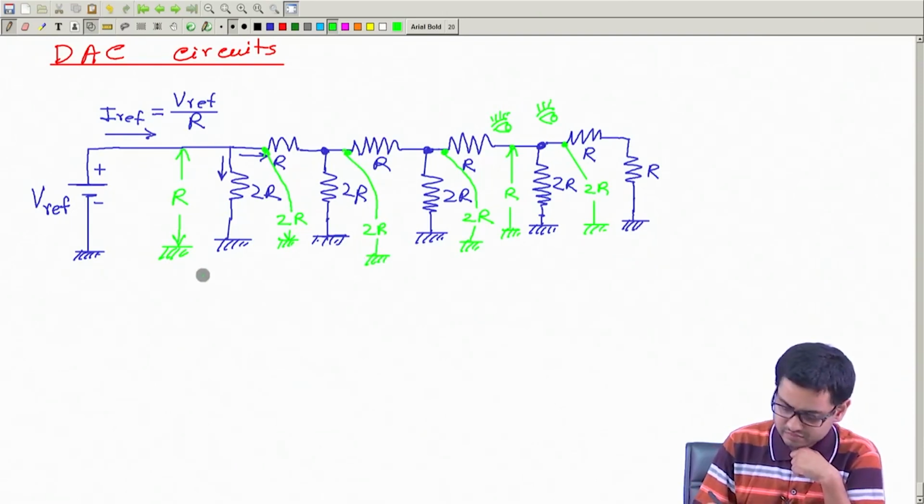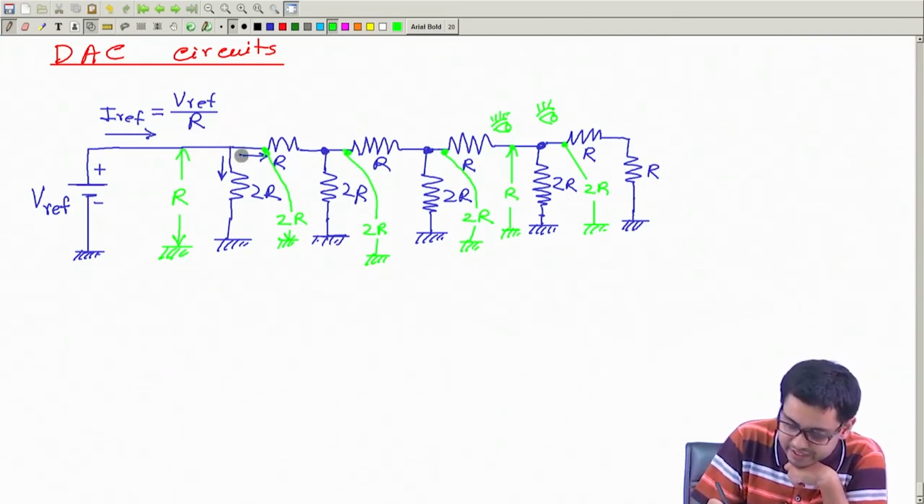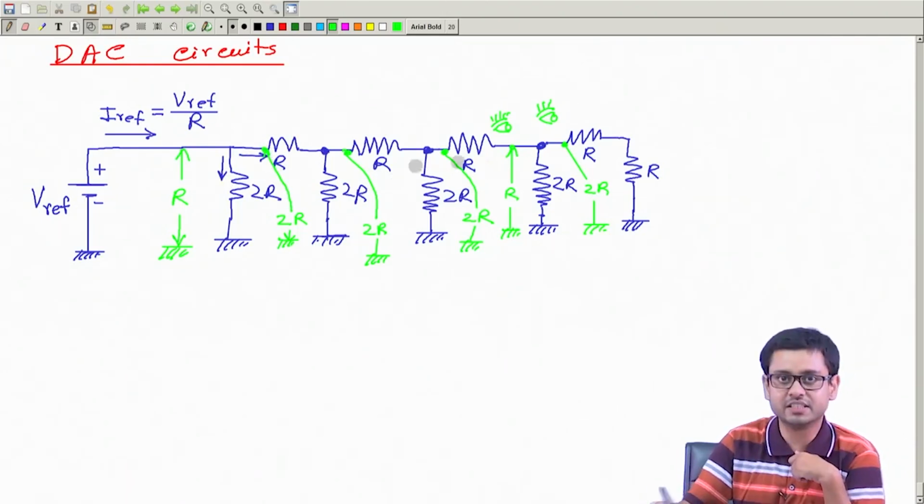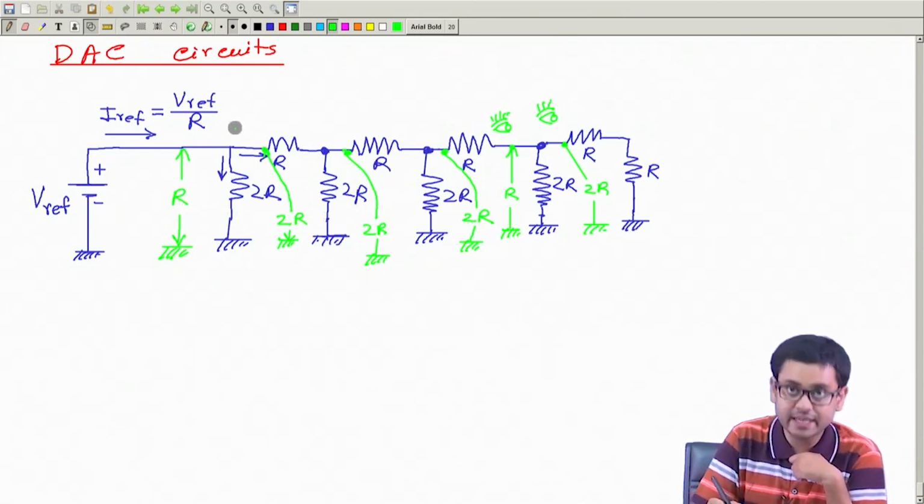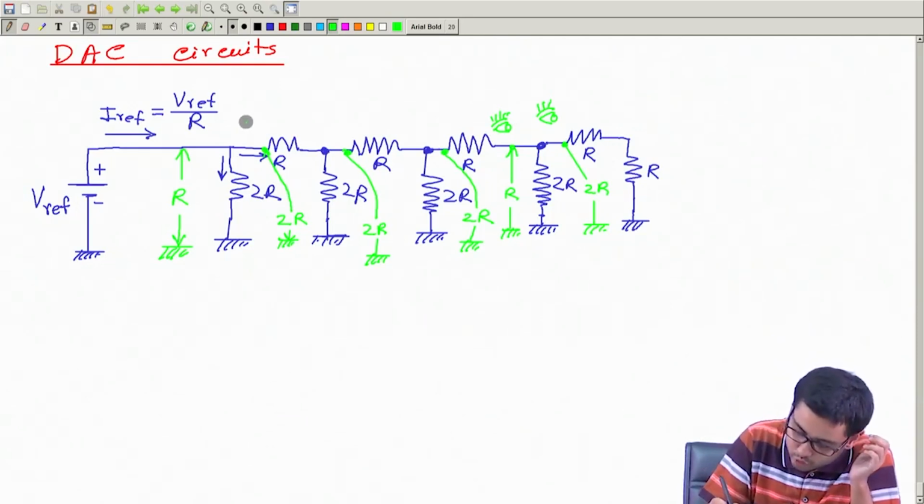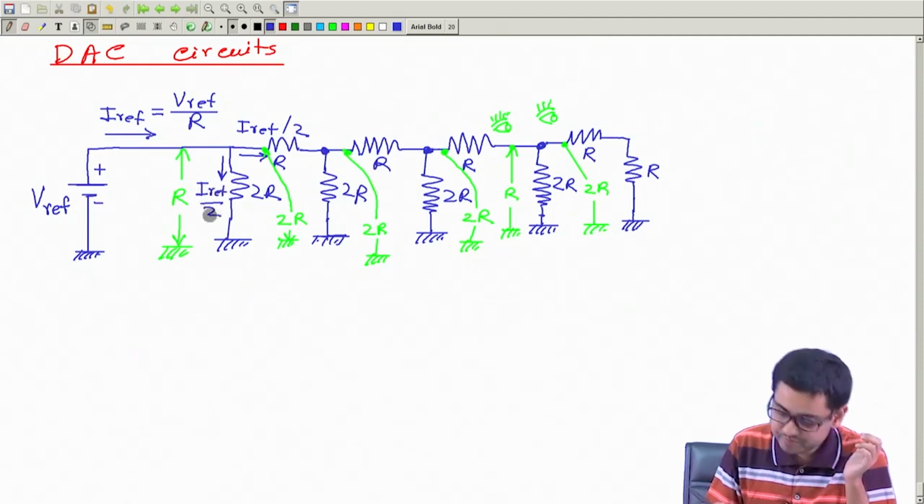Okay. So you see, whatever current comes here, it will get divided into 2 halves. This total equivalent resistance here is 2R. This is also 2R. So that means the current will get divided into equal halves. Half will go towards the right. So this current will be I ref by 2, and this current will also be I ref by 2.